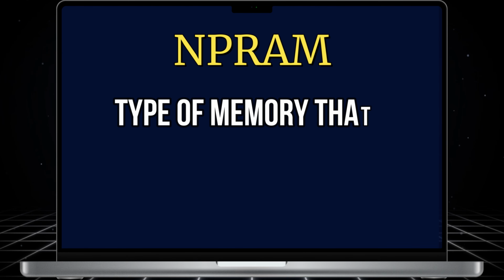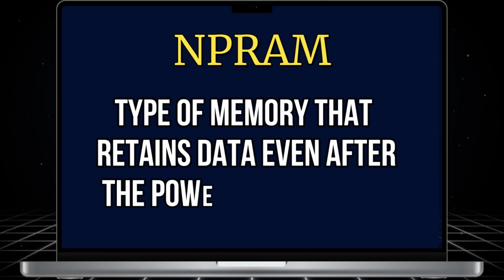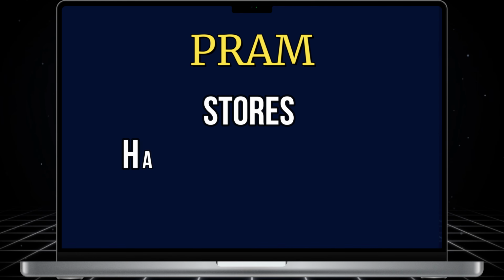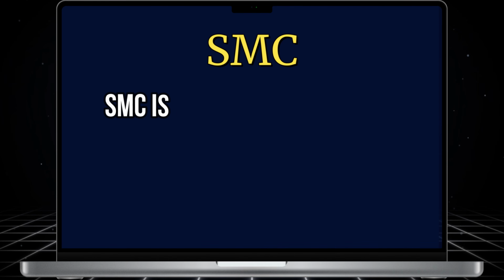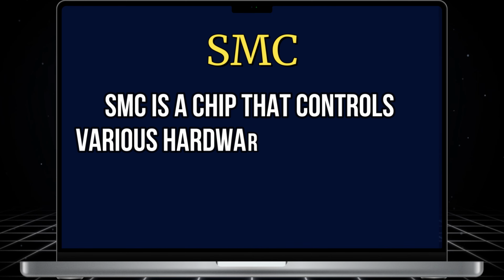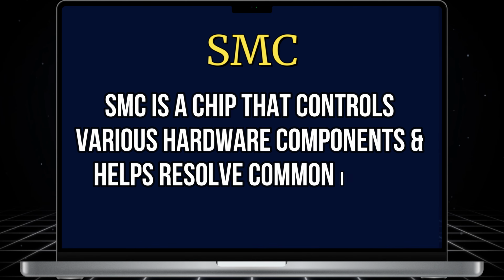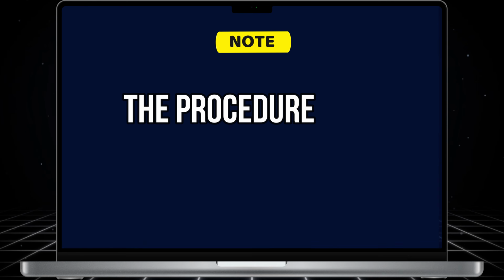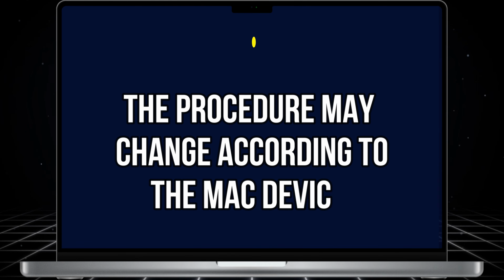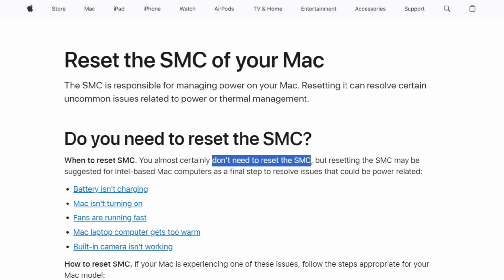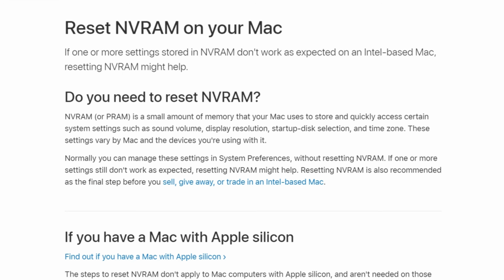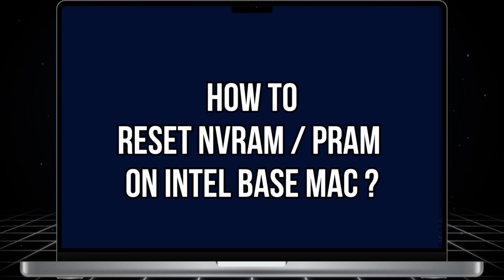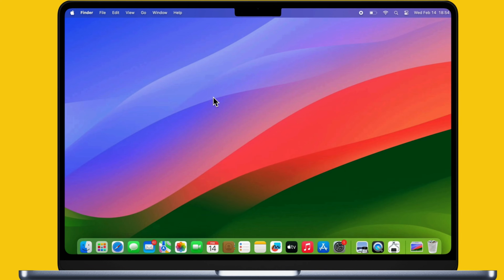NVRAM is a type of memory that retains data even after the power is turned off, while PRAM stores hardware-related settings. SMC is a chip that controls various hardware components and helps resolve common issues on Mac devices. This procedure may change according to your Mac device. You don't need to reset SMC for an M1 or M2 chip Mac, while resetting NVRAM or PRAM is easy. To reset NVRAM or PRAM on an Intel-based Mac, you can follow these steps.